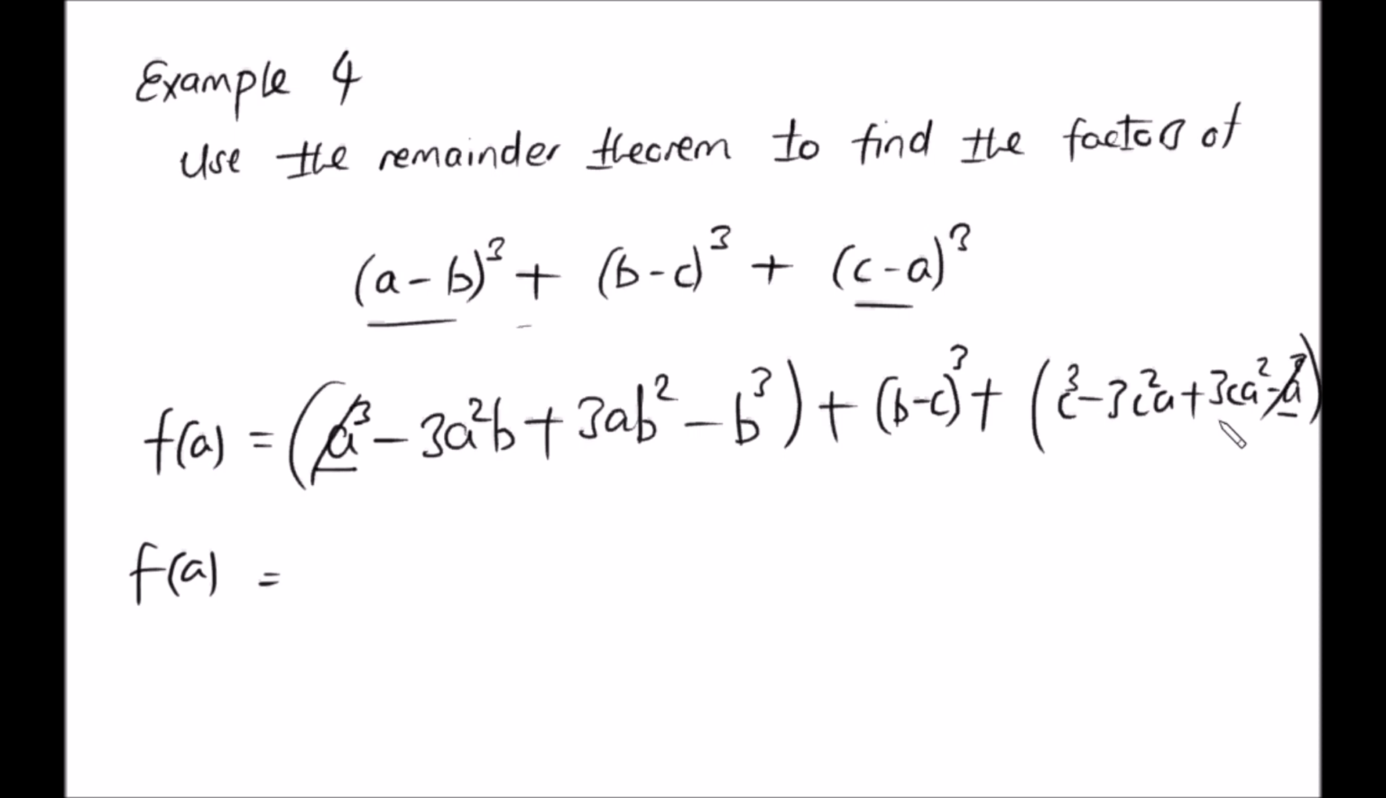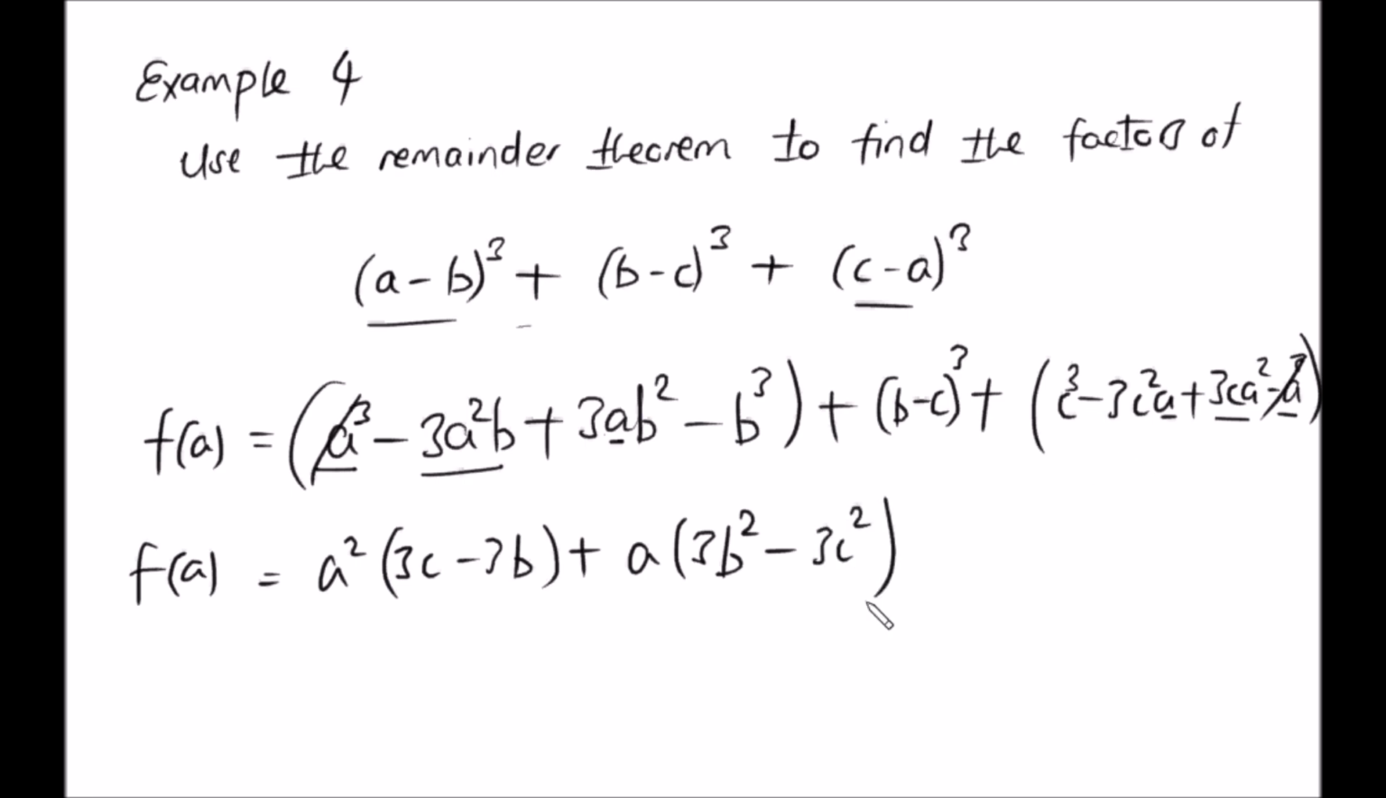Now you can see hapa tuna a squared na hapa tuna a squared. So hiyo a squared naweza nikaitoa nje, kwa hiyo hapa nitabaki na 3c minus 3b plus hapa nina a na hapa nina a. Kwa hiyo a naweza nikaitoa nje. So hapa nitabaki na 3b squared minus 3c squared. And then nabaki na huyu negative b cube na huyu hapa plus c cube, and then jumlisha usisahau huyu ambaye hatujamu expand b minus c cube.